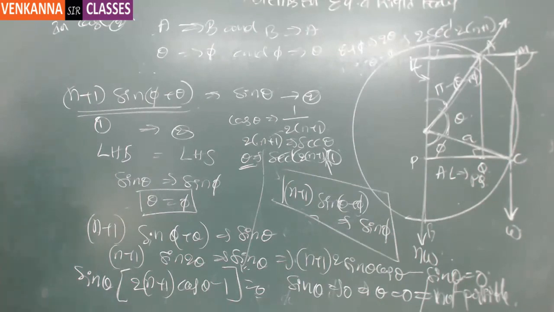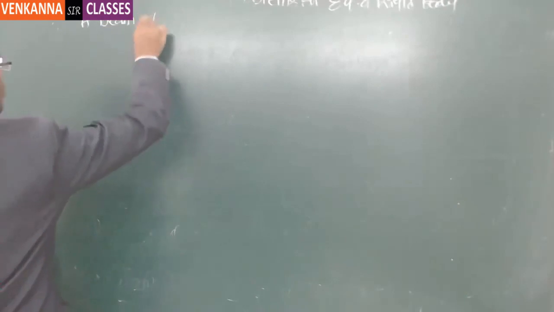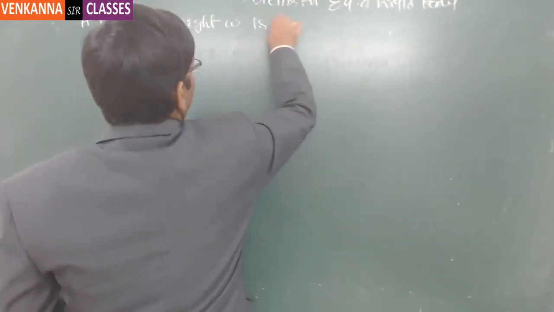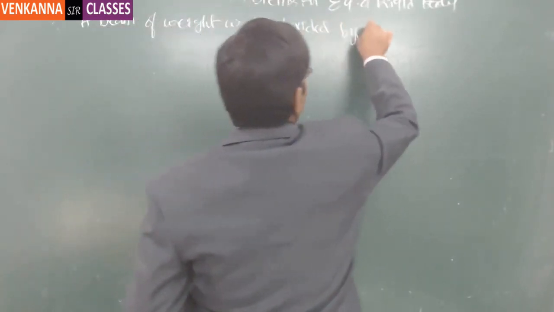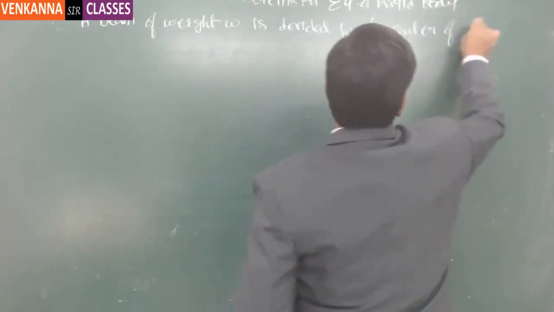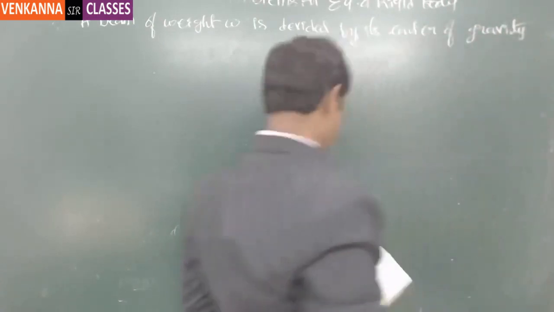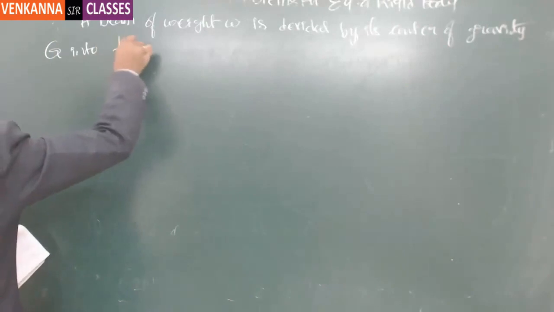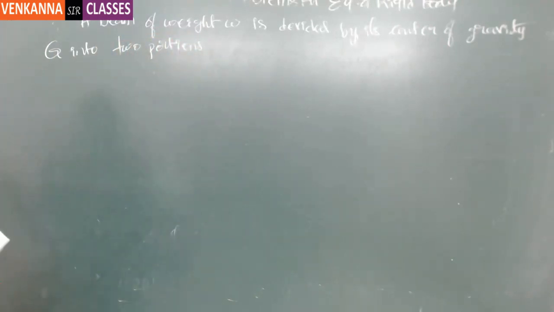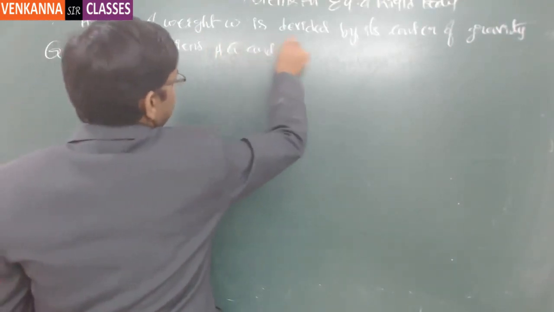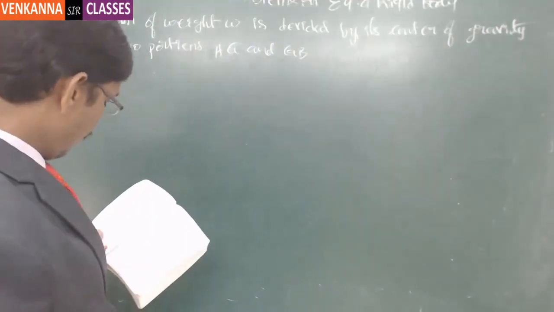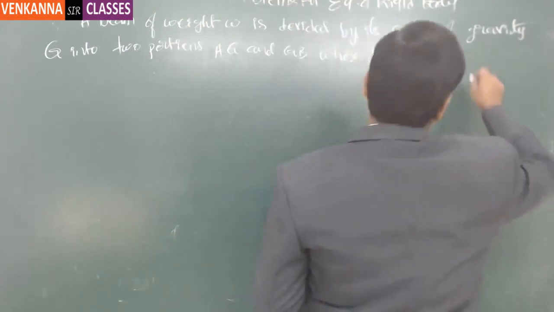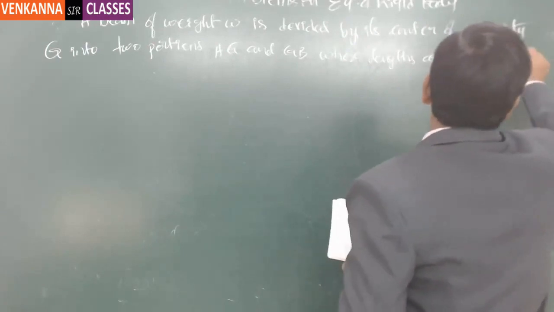Okay. So you can note down this. A beam of weight W is divided by its center of gravity G into two portions AG and GB, whose lengths are A and B respectively.